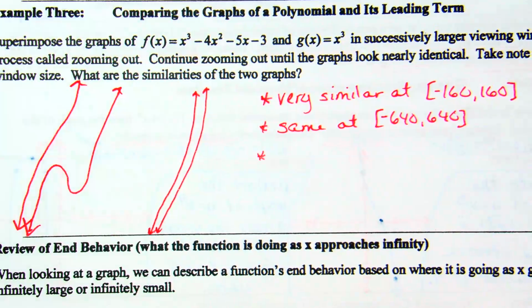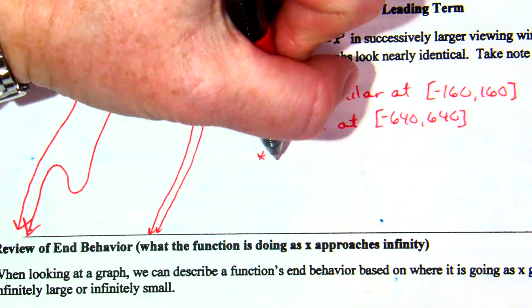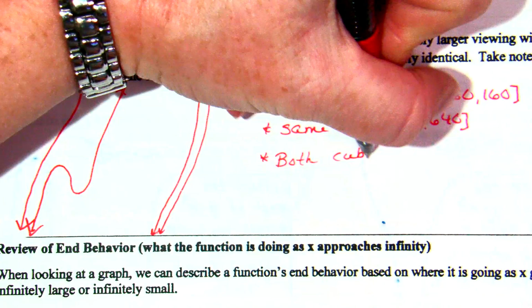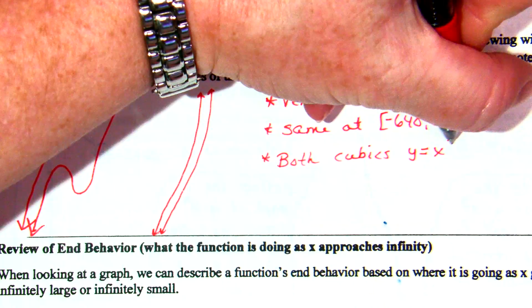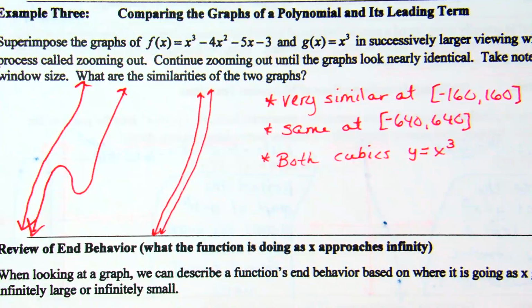What are the similarities of the two graphs? Well, what basic shape do they both have? These are both what types of graphs? Cubics, right? So if I take note of similarities, they are both cubics, meaning they both have the leading term of y equals x to the third. Okay, they both have that degree of 3.